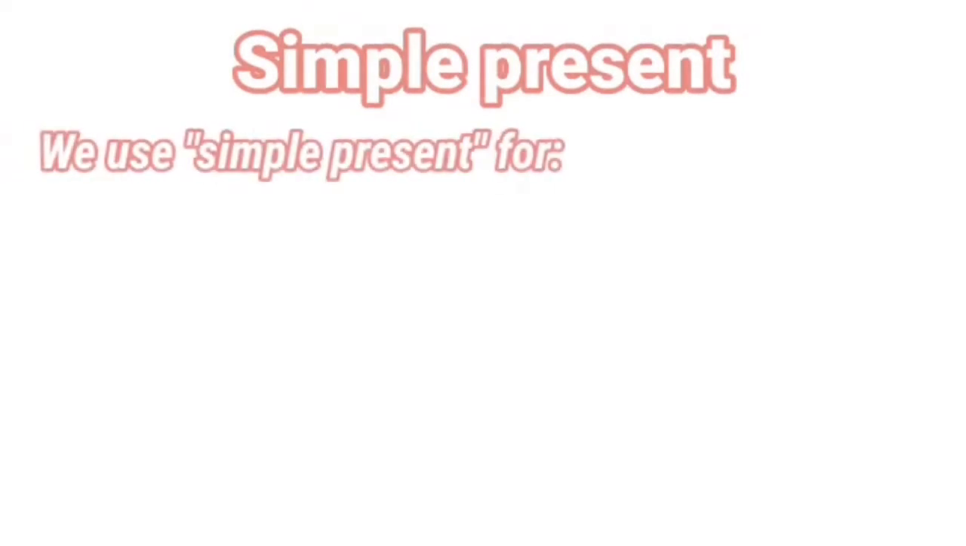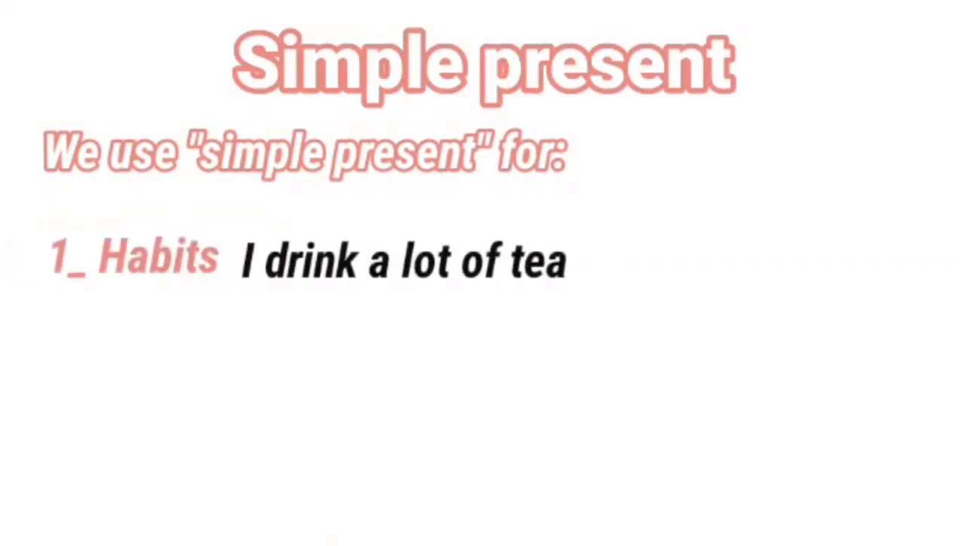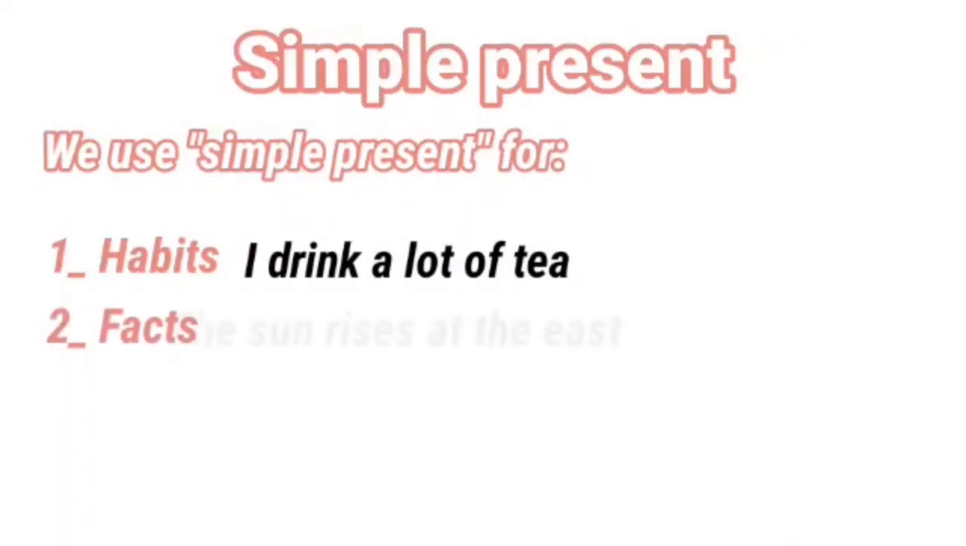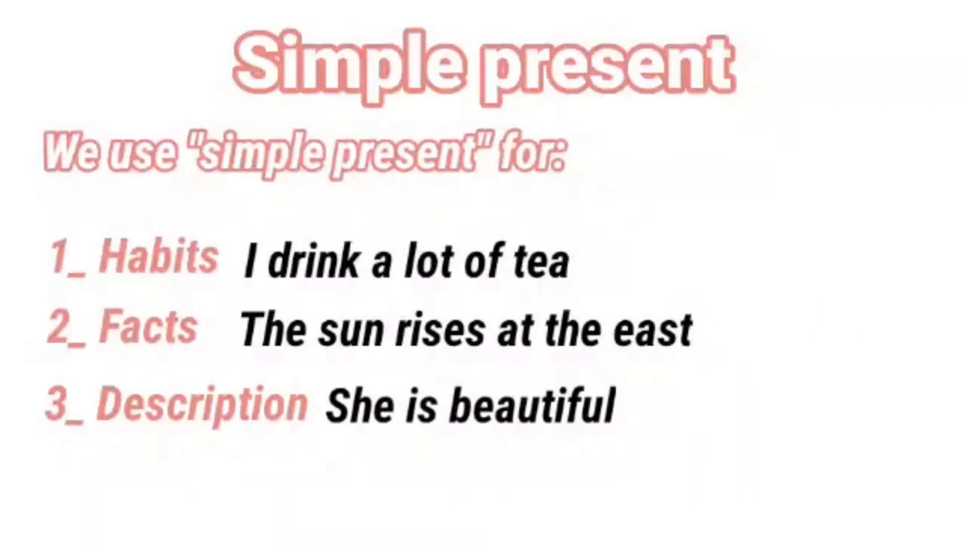Firstly, when do we use simple present? We use simple present for habits. For example, I drink a lot of tea. Facts. The sun rises at the east. And for description, she is beautiful.